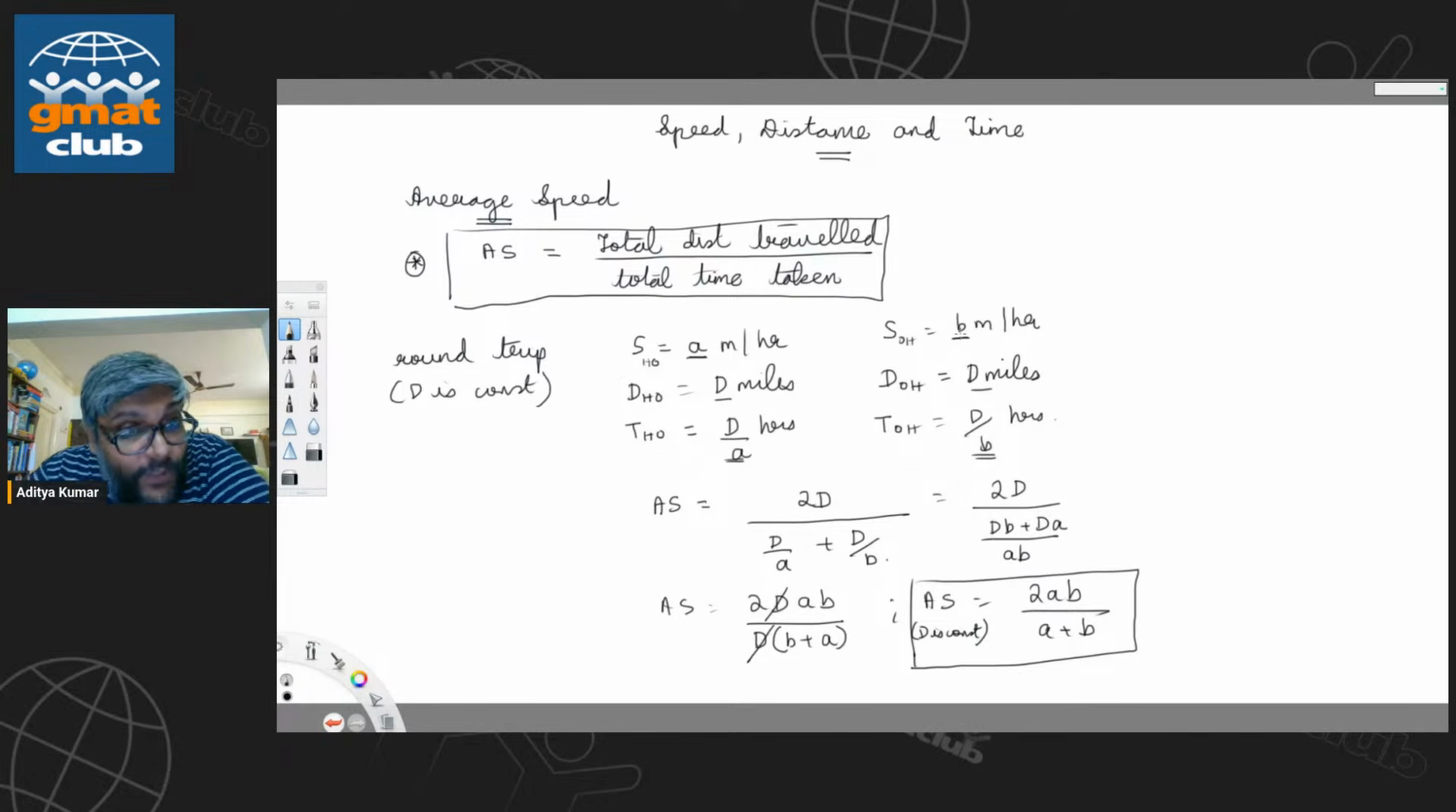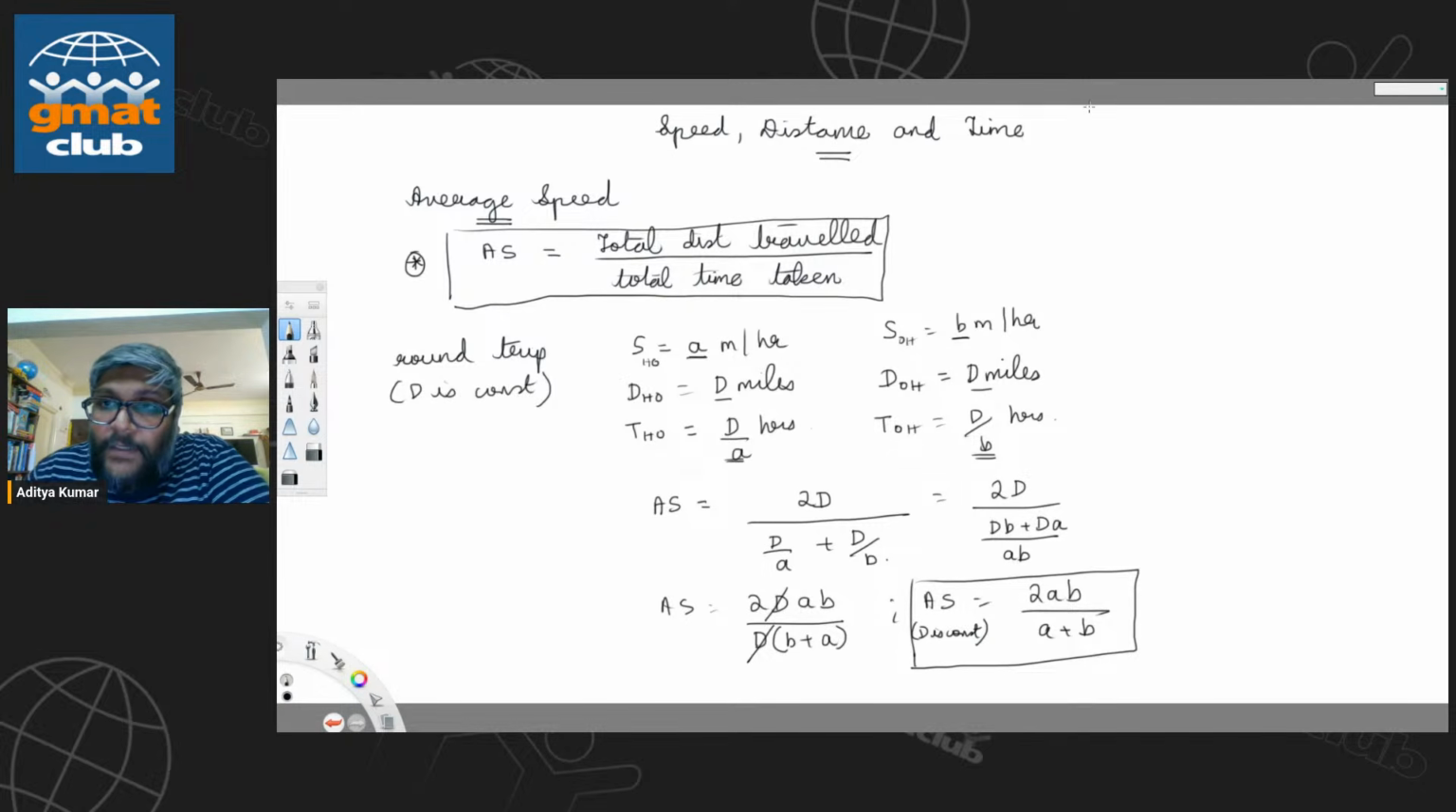But if I don't have the distance to be constant, right, and the distance is different for different parts of my journey, I have to revert to the original universal formula: average speed is equal to total distance traveled divided by the total time taken.